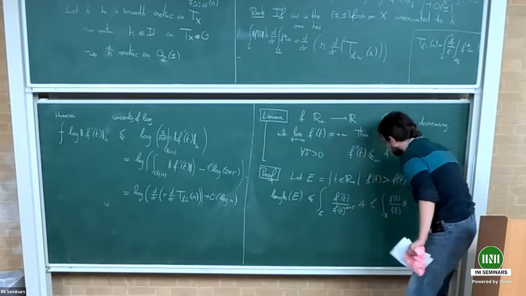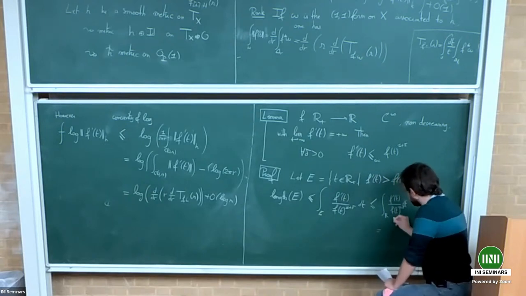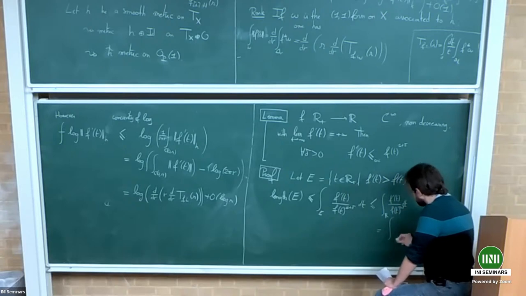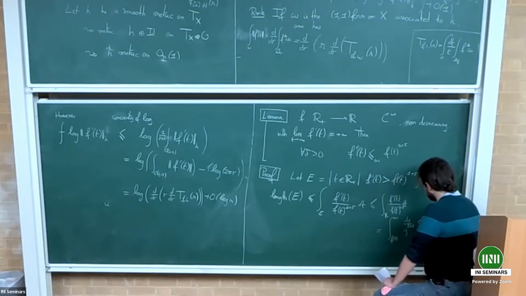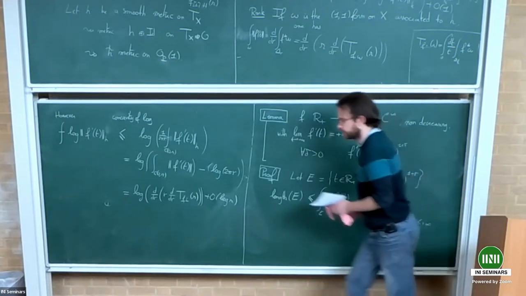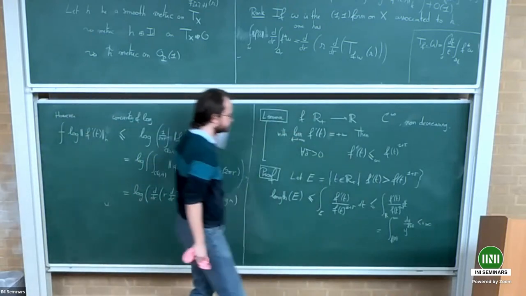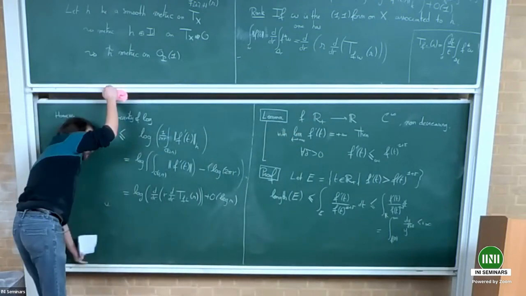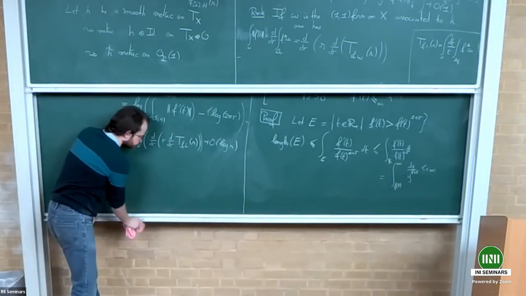And now, to conclude, you make a change of variables. You take y equal f of t, and you get the integral between f of 0 and plus infinity of dy over y to the power 1 plus delta, which is finite. So the length of E is finite, and you get this. Maybe I can conclude here.